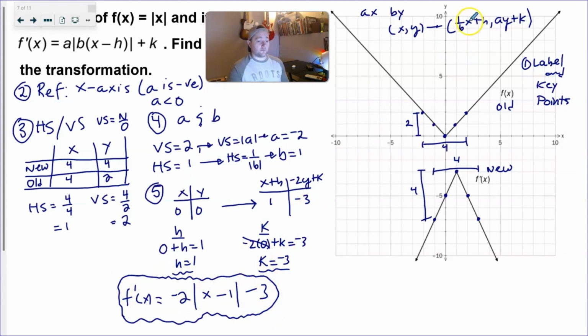We could also write the rest of the mapping rule. Really, it all is just to add your h and the k to that. So it'll be (x, y) goes to (x plus 1, negative 2y minus 3).